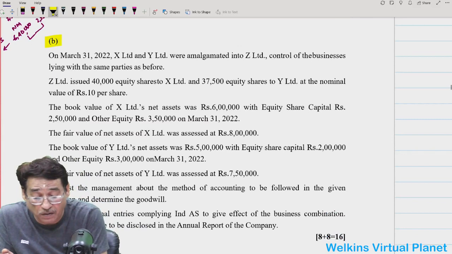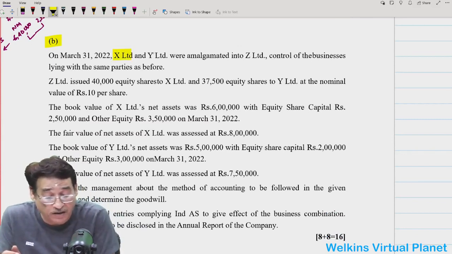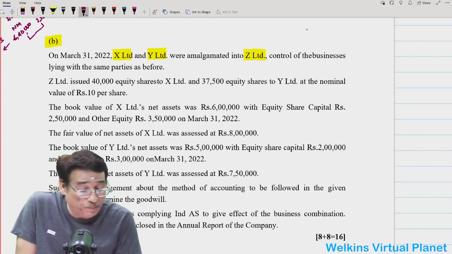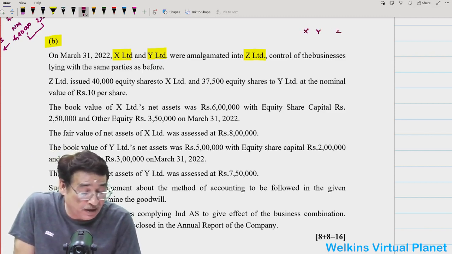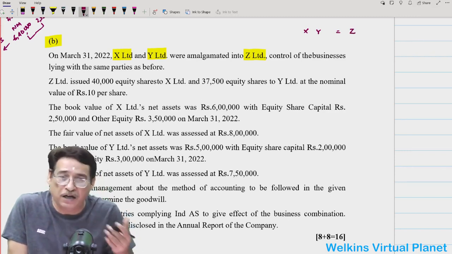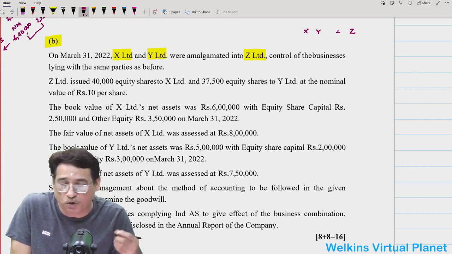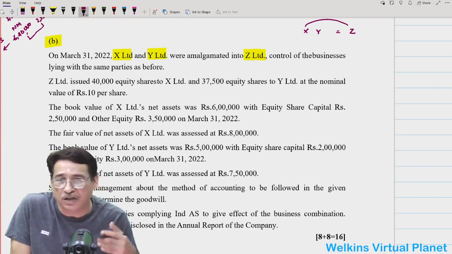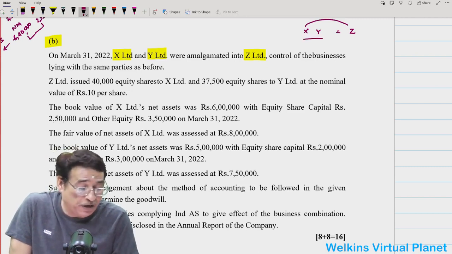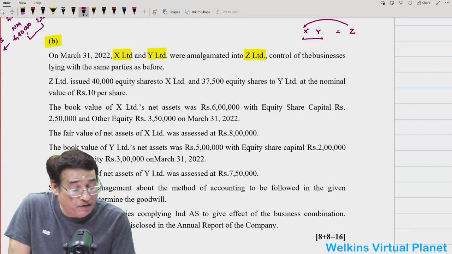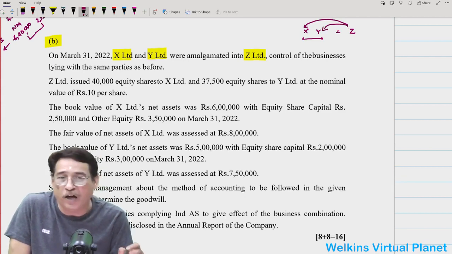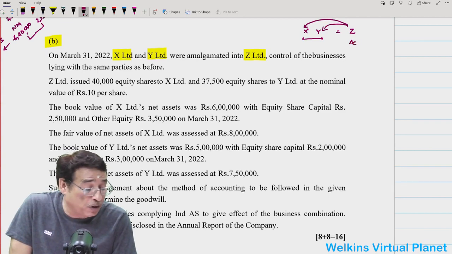Now, next question is, on 31st of March 2022, X Limited and Y Limited were amalgamated into Z Limited. This time there are two companies, X Limited and Y Limited, and they are getting amalgamated into Z Limited. So both these companies are getting amalgamated into a single unit. Indirectly it means, as I have so often been telling you, that whenever such a situation is given, you always presume that Z Limited will be considered the purchasing or acquirer company, and these two entities will be considered acquiree companies. So you will have to presume that Z Limited, the acquirer company, is taking over X Limited, and Z Limited is also taking over Y Limited. Because Z is the acquirer company, Z is supposed to pay the consideration to X and Y Limited.